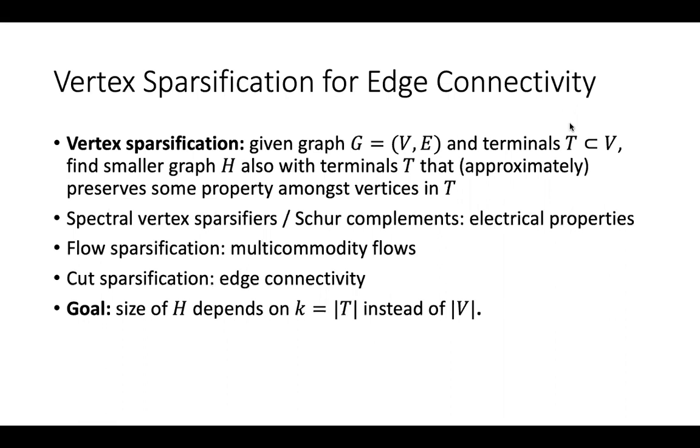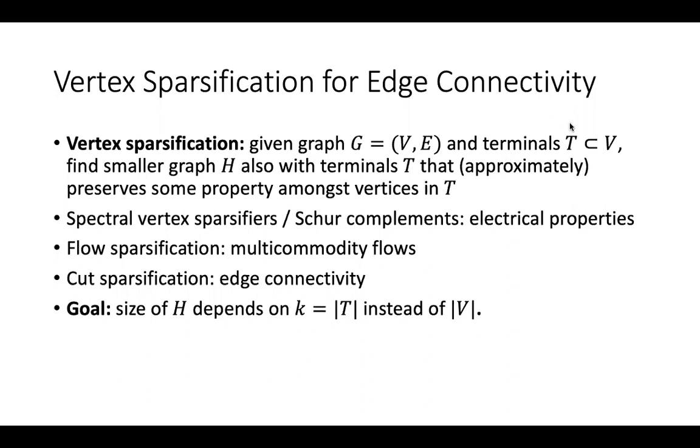To start, let me introduce the problem of vertex sparsification more generally. The problem of vertex sparsification asks, given a graph G, which has vertices V and edges E, and some terminals T, which are a subset of the vertices, the goal is to find a smaller graph H that also contains those terminals T that approximately preserves some property amongst vertices in T.